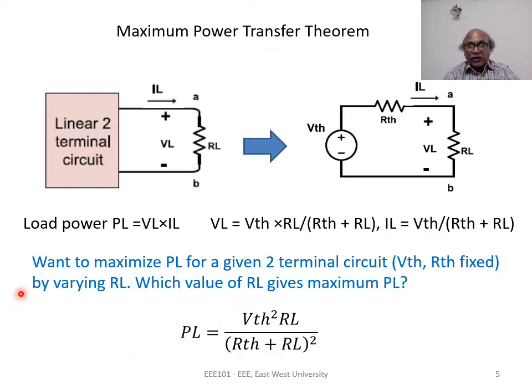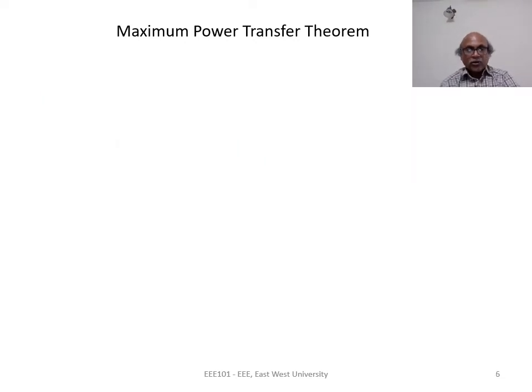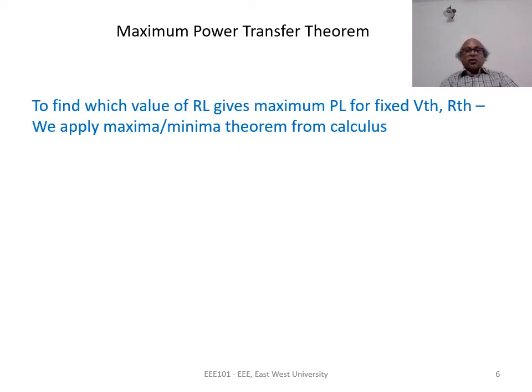Remember, here VTh and RTh are constants. RL is our independent variable or the x-axis variable, and PL is our dependent variable or the y-axis variable. Okay, and our question is again this one. Which value of RL makes PL maximum? To answer this question, we will apply the maxima minima theorem that you have learned in calculus.